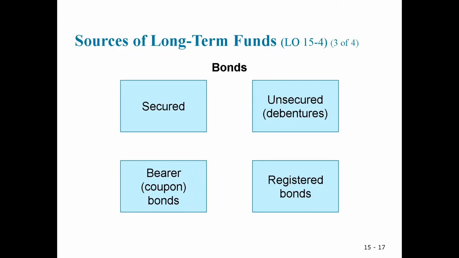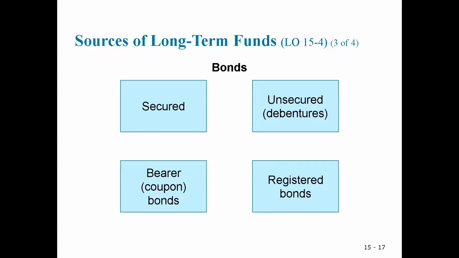Bonds. A corporate bond promises the holder a certain payment on a certain date with stated interest payments in the interim. This is the major source of long-term debt financing for most corporations. The bond indenture spells out the terms of a bond, including the amount to be paid, the interest rate, and the maturity date.